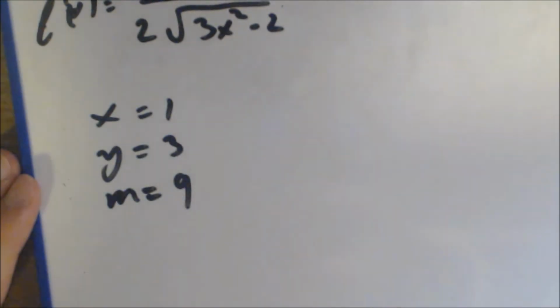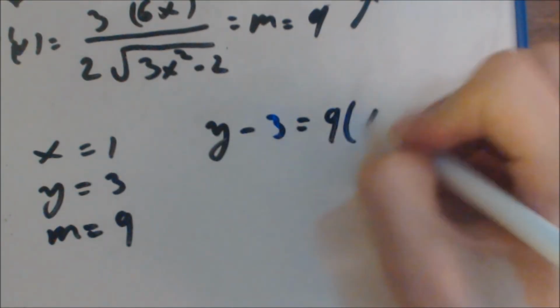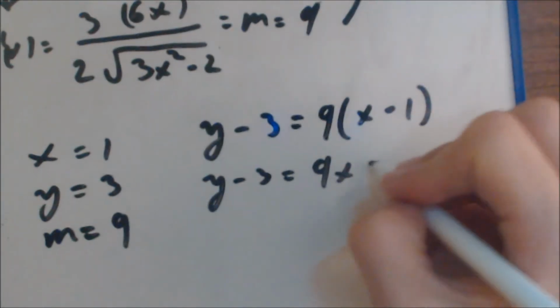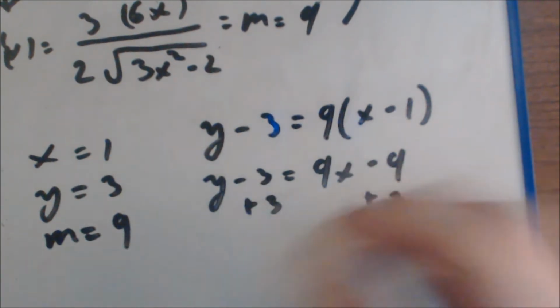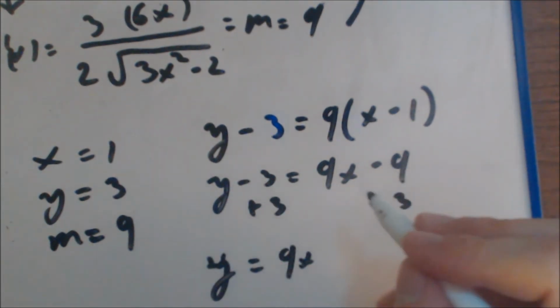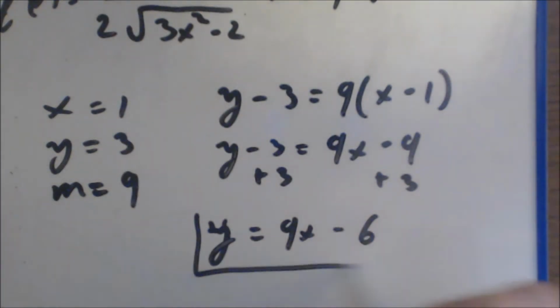Alright, so now that we have this, we plug these 3 points. I'll rewrite it down here: x equals 1, y equals 3, and m equals 9 into the point slope formula. So this will give us y minus 3 equals 9 times x minus 1. So it's going to be y minus 3 equals 9x minus 9 plus 3, or y is equal to 9x minus 6. And this is the equation of the tangent line for this function up here.